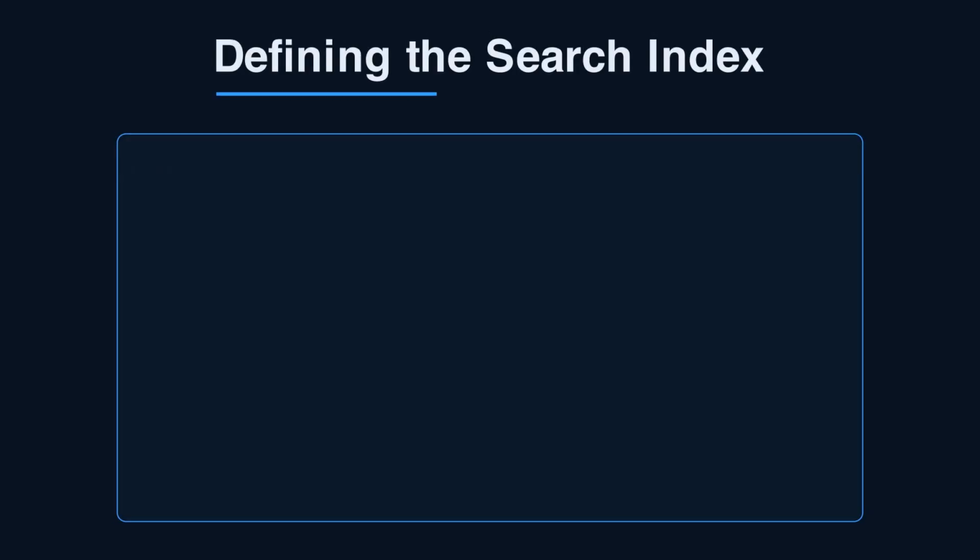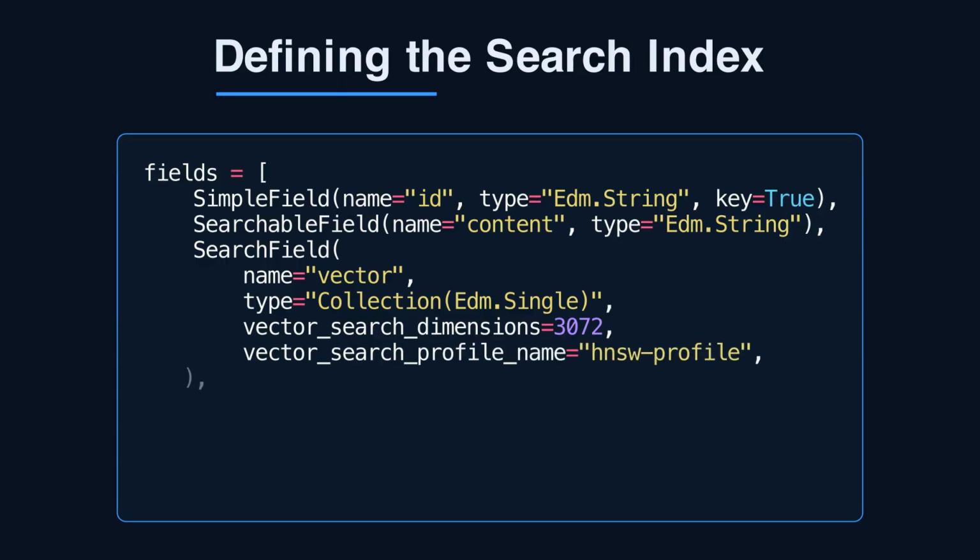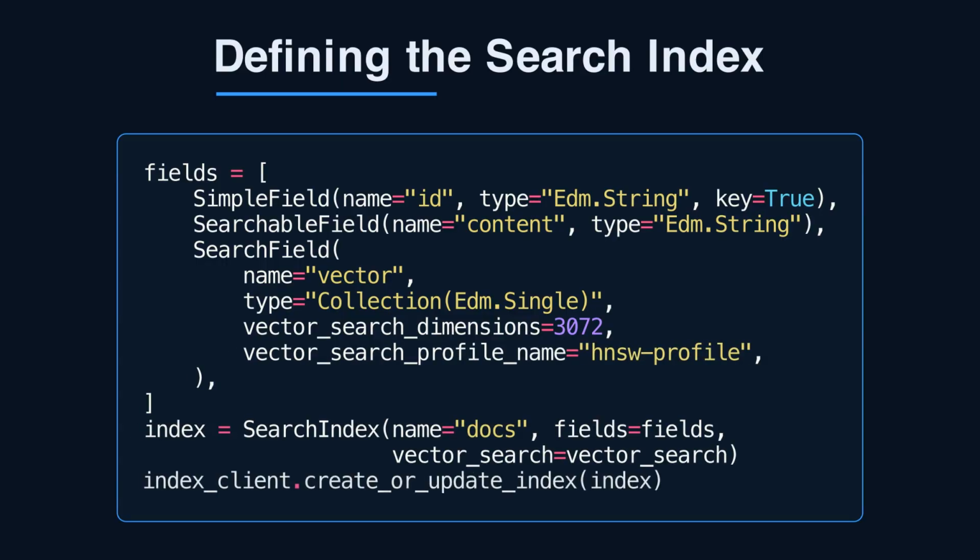Your AI Search index needs a vector field configured for the right algorithm and dimension count. Here's the key part in Python using the search index client. You define a searchable content field and a vector field whose dimensions must match your embedding model exactly: 3072 for text-embedding-3-large. Attach an HNSW vector search profile for approximate nearest neighbor lookup.